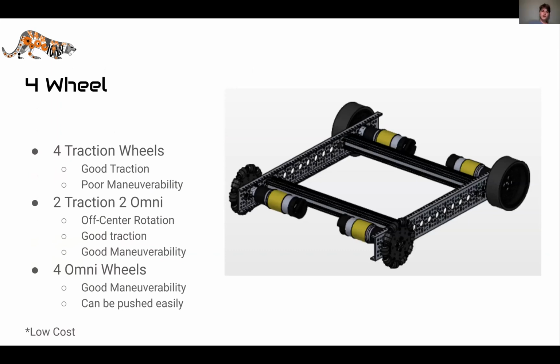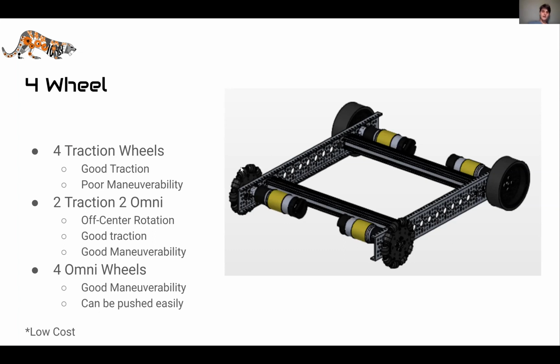One of the kinds of drivetrains that we were talking about earlier is the 4-wheel drivetrain. There are a few different variations of this. The 3 configurations that we have to talk about today are the 4 traction wheels. Those are these bigger wheels in the back. They only can go in one direction. It's got good traction, but it doesn't maneuver that well. The second configuration is the 2 traction and 2 omni.